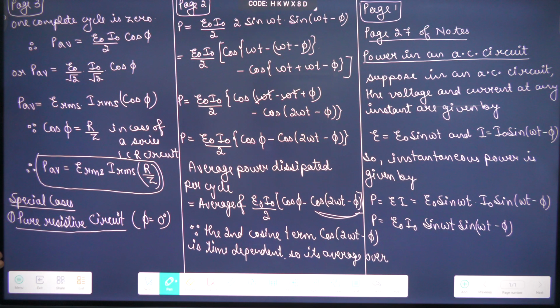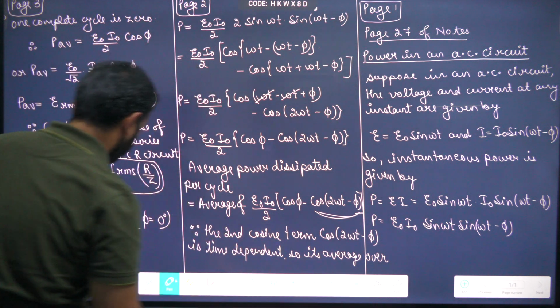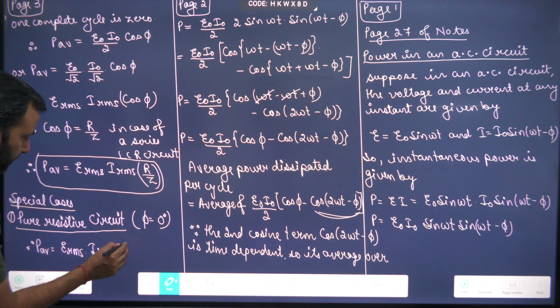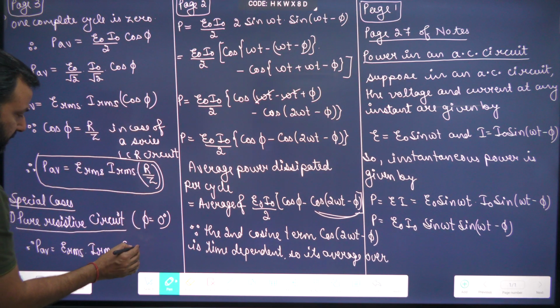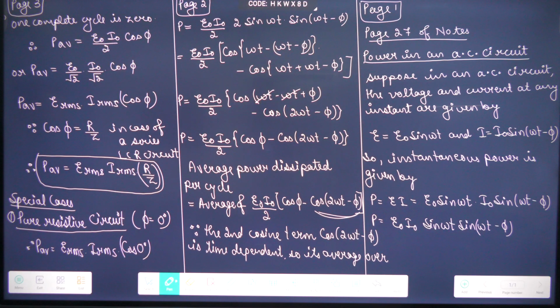Therefore, P average is equal to ERMS multiplied by IRMS multiplied by cos phi. And what is phi? Phi is 0 degree. Cos 0 is 1. Note down till here. Then I will switch to the next slide.